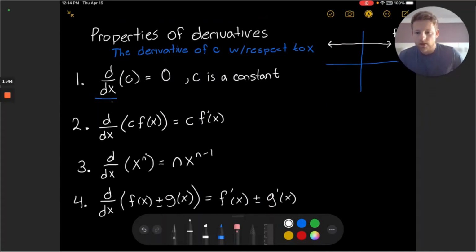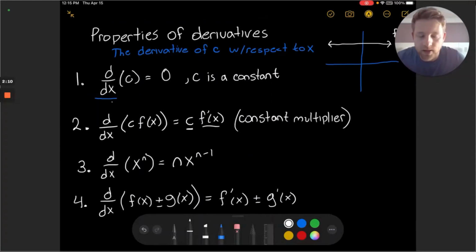A second property we can take a look at is the derivative with respect to x of a constant times a function of x will just be that constant times the derivative of the function of x. So this is called our constant multiplier rule. So whenever we have a constant multiplier, it will survive in the derivative, and we'll take the derivative with respect to the x function involved.